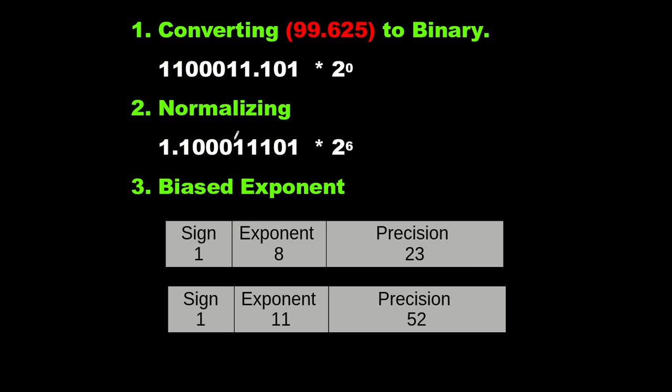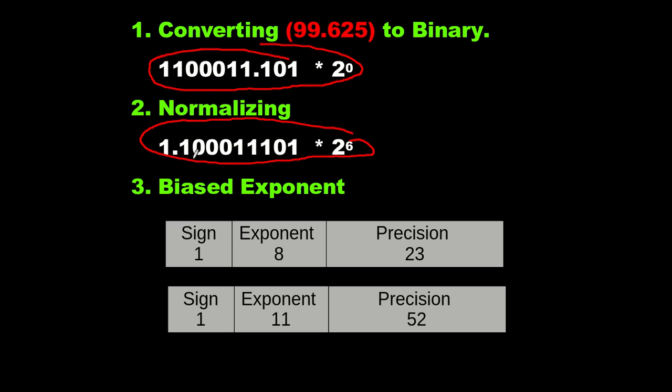So let's see. The first step is to convert to binary. Then we normalize. We have one format, one standard, because too many representations are not good for computers; that causes confusion, and we don't want that to happen. Then the biased exponent, where we divide the range into half positive, half negative, so we can represent negative numbers. Without step 3, we can't represent negative numbers.